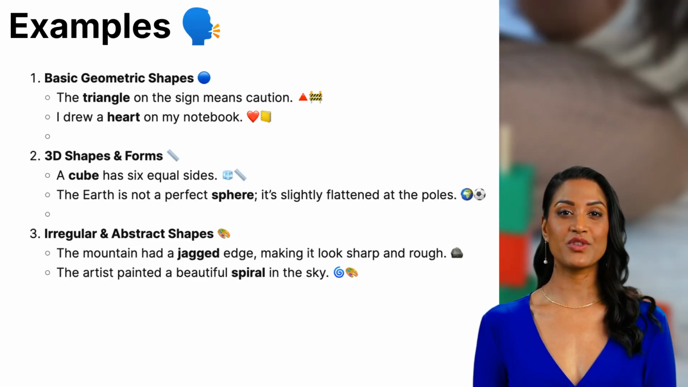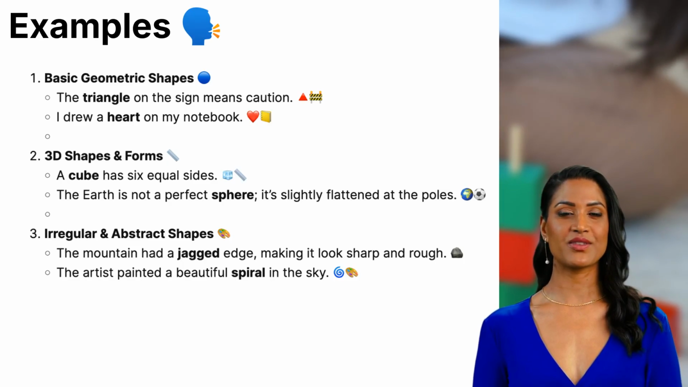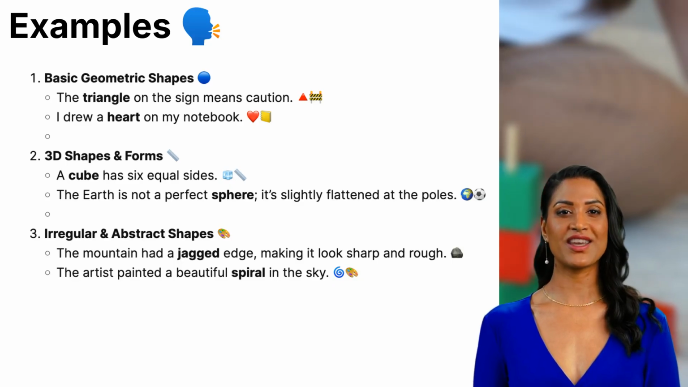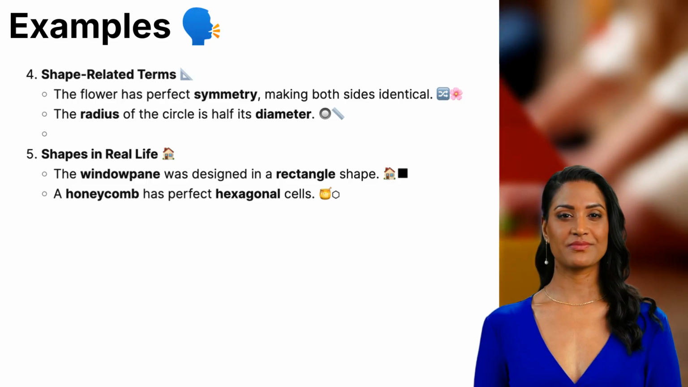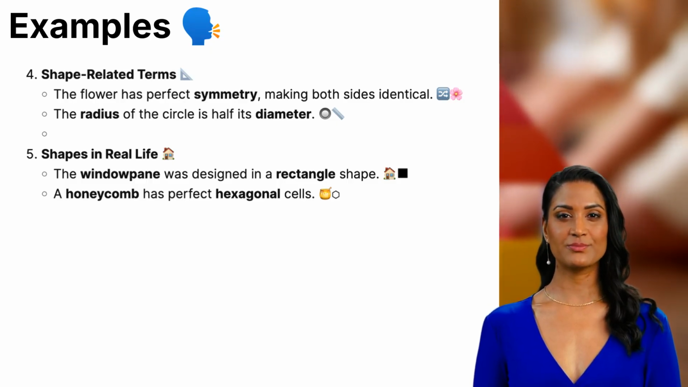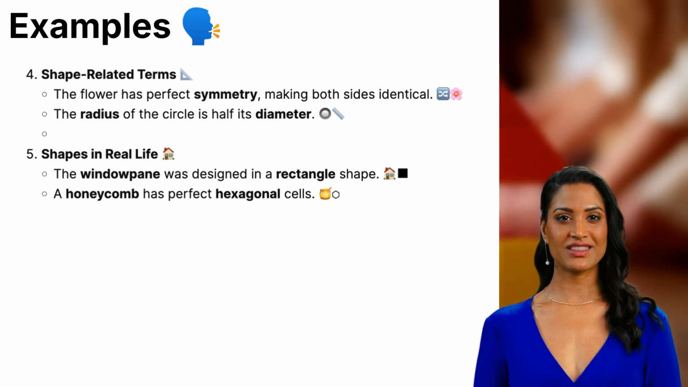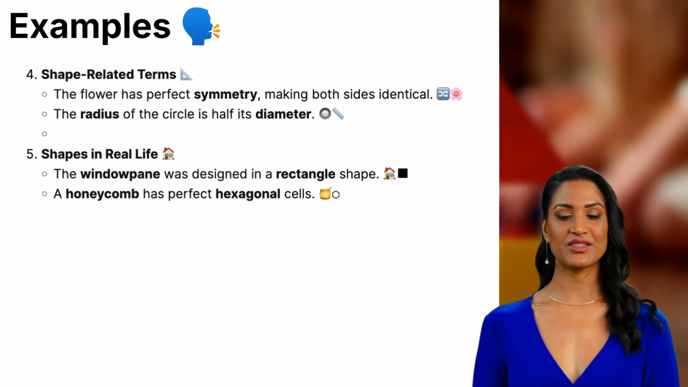The artist painted a beautiful spiral in the sky. A spiral is a swirling shape that appears in designs, nature, and even galaxies. 4. Shape-related terms. The flower has perfect symmetry, making both sides identical. When something has symmetry, one side is a mirror image of the other.